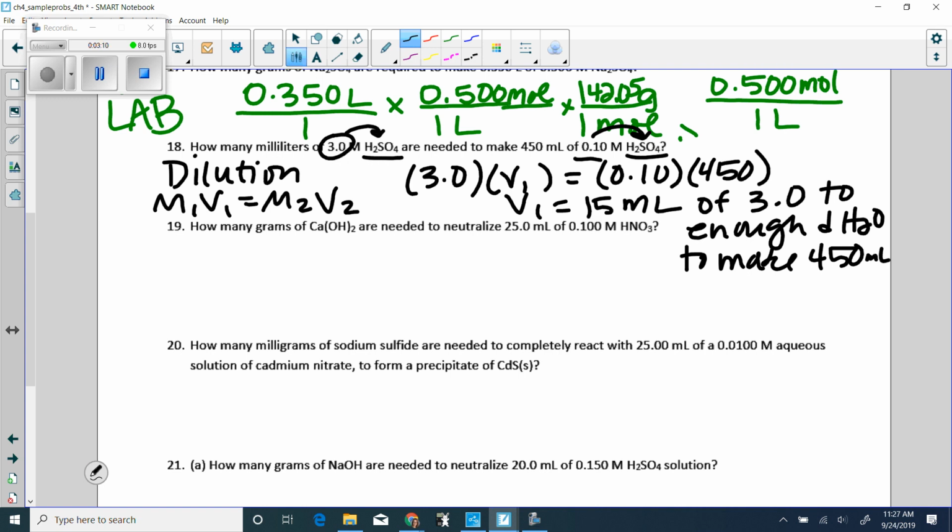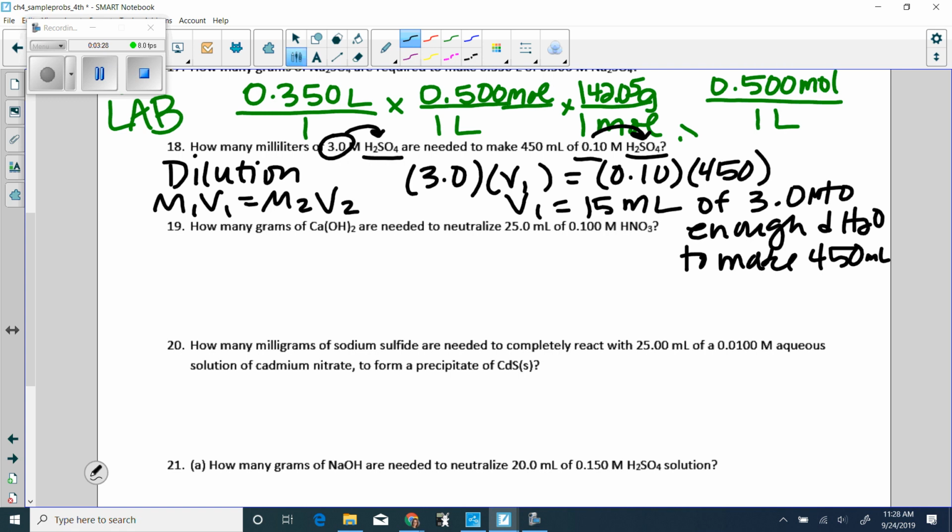Okay, so that means we take 50 milliliters of that 3 molar solution, add it to enough water to make 450. So same game though, water on the bottom, stuff on top, and then water to our 450.